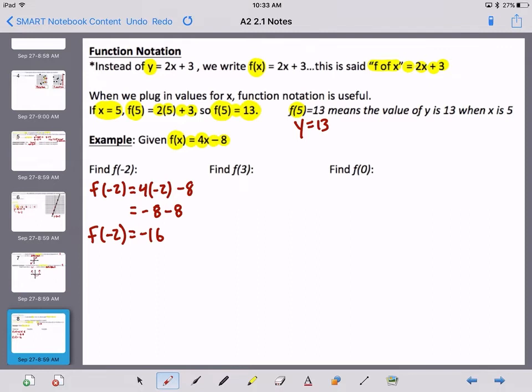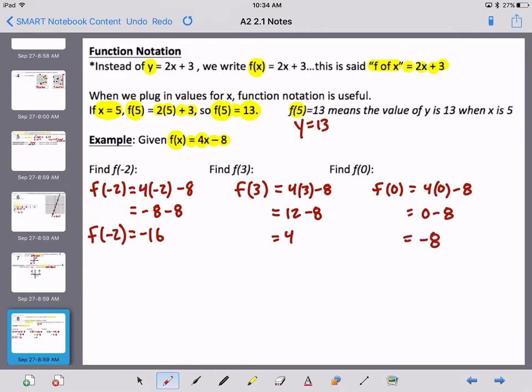Now I encourage you to pause the video and see if you can do the next two, f of 3 and f of 0. So pause the video now. Okay, so hopefully you got a chance to practice those two. When you did f of 3, you should have found an output of 4. And when you did f of 0, you should have found an output of -8. All right, so if you did those correctly, nice work. If not, just go back and make sure you correct those mistakes.